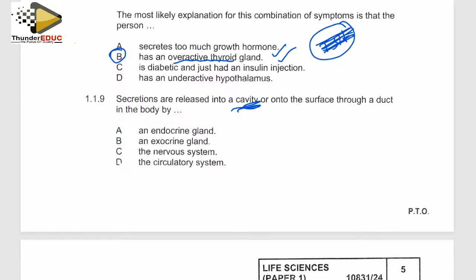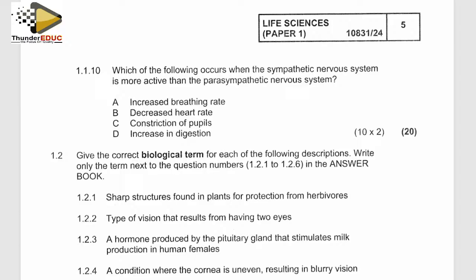So that's what they are saying. And if it goes directly to the organ, then it becomes exocrine, which has the tube. So the secretion released onto the cavity or onto the surface through a duct becomes exocrine. So you get 2 marks there.